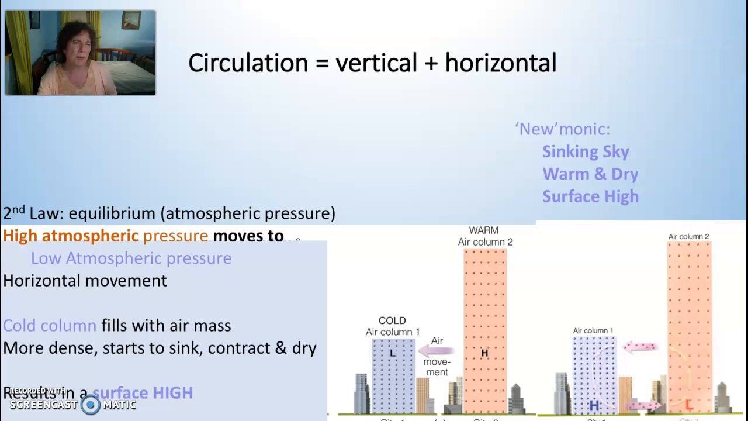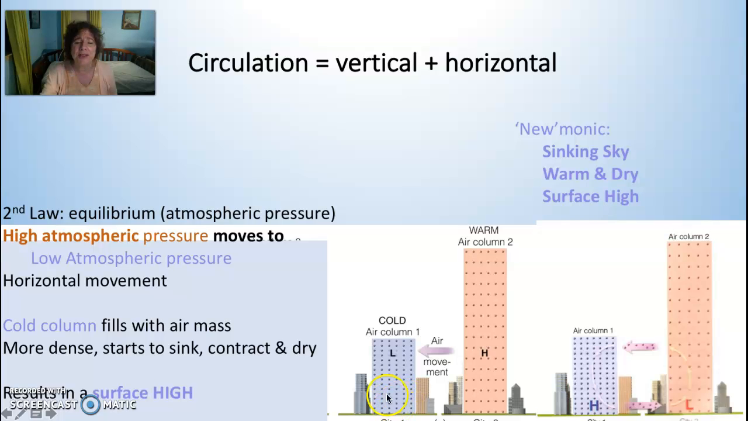Now the second law of equilibrium comes back into play. Everything wants to be in equilibrium, and if you have high pressure on the 10th floor in the warm building and low pressure on the 10th floor in the cold building, that's not an equilibrium. So what happens is that the high pressure from the warm building will just start flowing over to the low pressure in the cold building in an attempt to balance things out. Well, now you've got a lot more air mass coming into this cold building. And when there's a lot more air mass in here, this is all going to start to get more dense and sink.